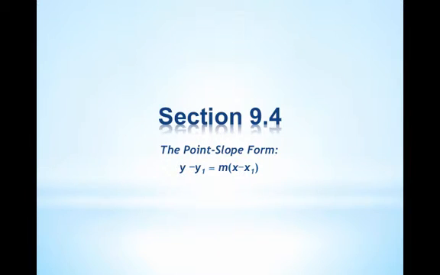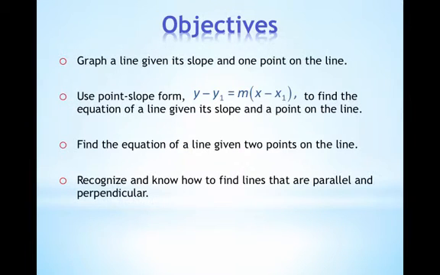Section 9.4, the point slope form, y minus y sub 1 equals m times x minus x sub 1. In this video, we are going to graph a line given its slope and 1 point on the line. We're going to use the point slope form to find the equation of a line given its slope and a point that lies on the line. We're going to find the equation of a line if you are given 2 points on the line. And we're going to recognize and know how to find lines that are parallel and perpendicular.